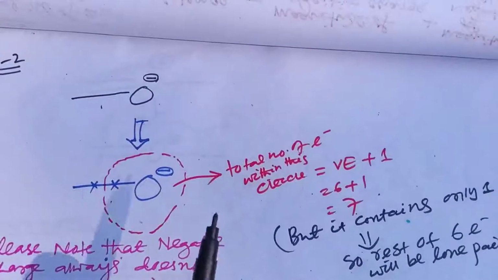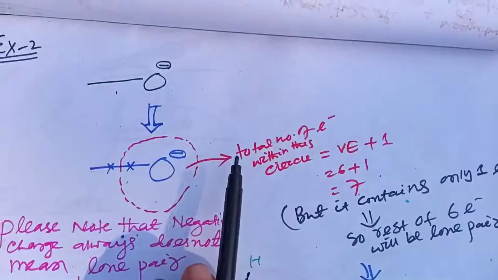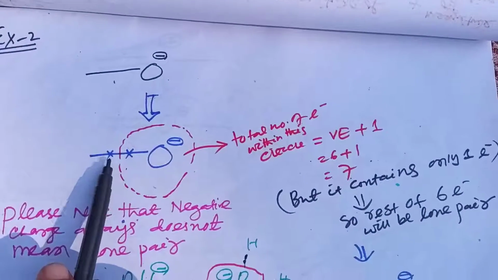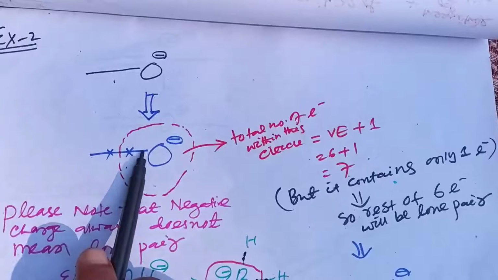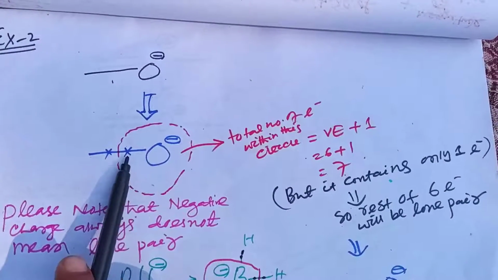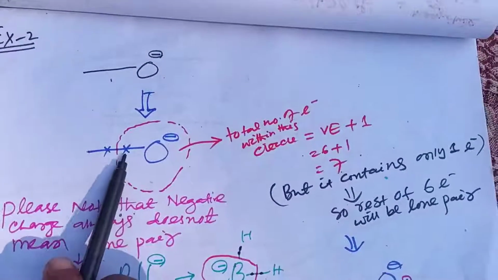So here is another example. That is oxygen carrying a 1 negative charge. So first of all we will see the electrons present on this covalent bond. Out of these 2 electrons, this electron comes from oxygen, so this is the own electron of oxygen. So you have to make a circle including the own electron of oxygen.